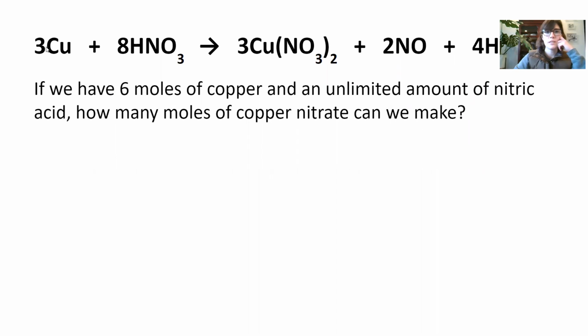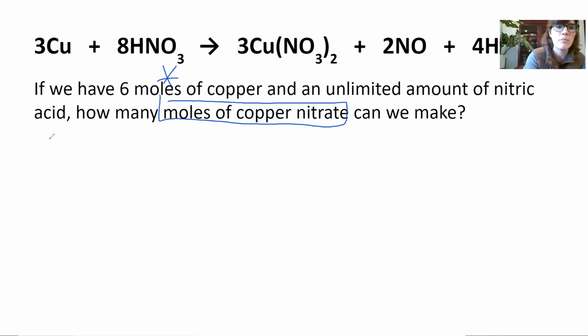Cool. So this is going to be 6 moles of copper, copper nitrate. We got some 4s. All right, let's see this one. So we have 6 moles of copper, which is what we're given. All right, and then we have how many moles of copper nitrate, right? So 6 moles of copper over 1.